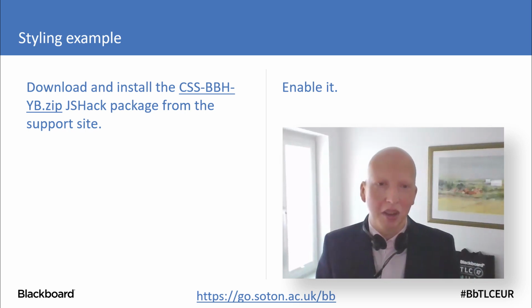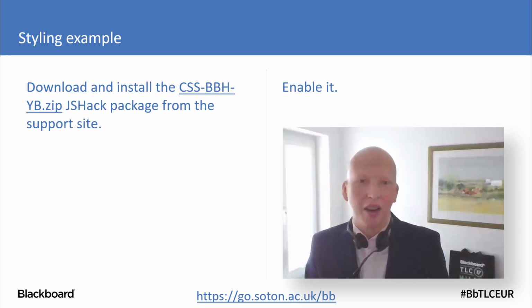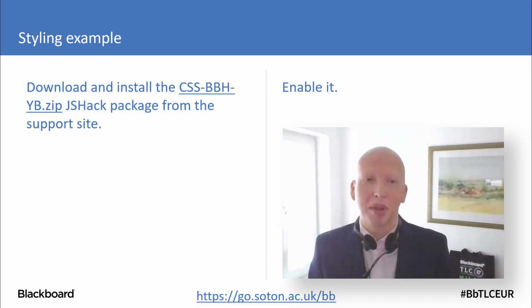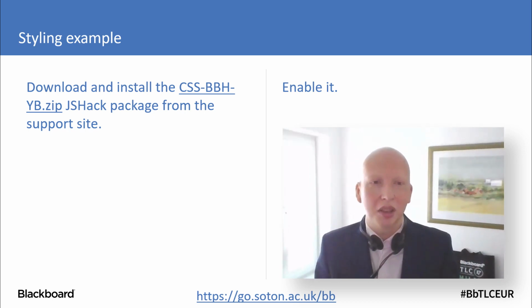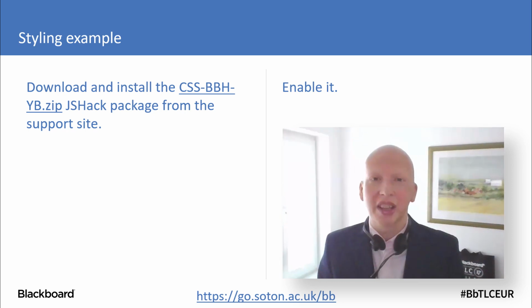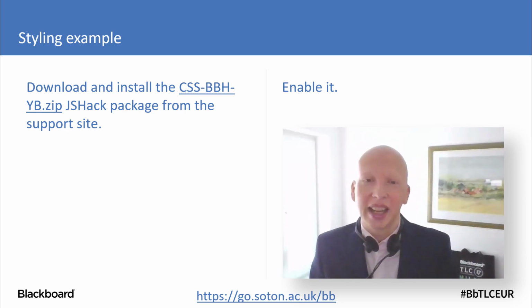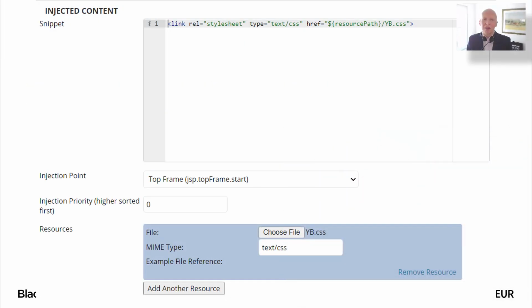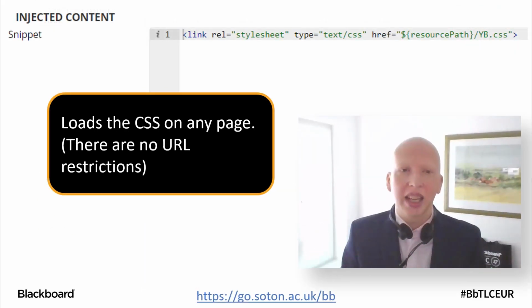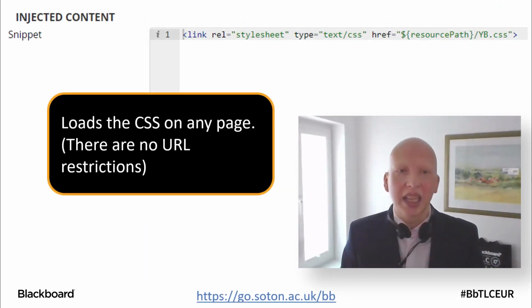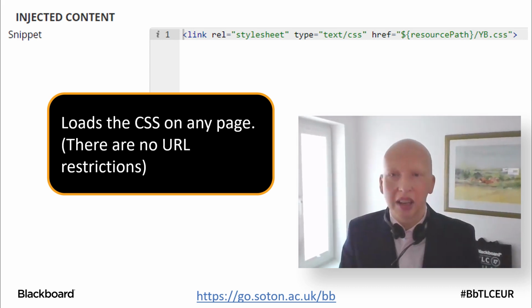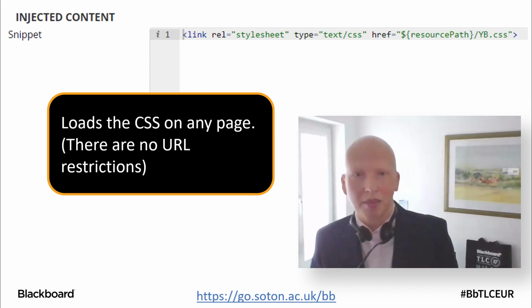As an example, download and install a file from the support site called CSS BBH for Blackboard Help or Better Blackboard Help, YB yellowbox.zip. Install it into your dev Blackboard site in JSHack, and then enable it. This is how it looks from the outside, but I'll look at it bit by bit. First, it's loading a custom style sheet on any page, so there are no URL restrictions, and you can see there I've got a link and that I'm loading up some CSS.